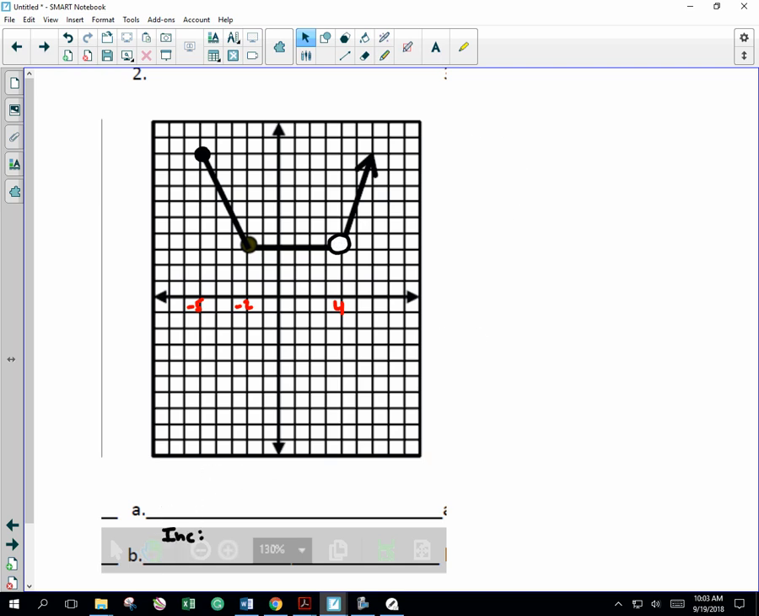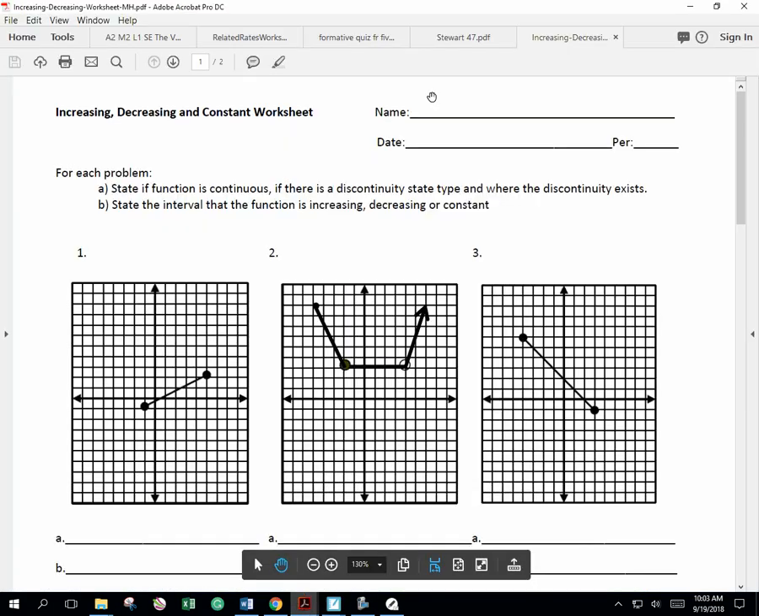Let's do this. Look at the directions. State if the function is continuous. If there is a discontinuity, identify the type. Go ahead and cross off letter A. We're not going to do letter A. So just cross off letter A. You're going to do part B for all these homework problems, okay? The word continuous, discontinuous, that's more of a calculus topic. And we'll eventually get there, but we don't need it right now, okay?